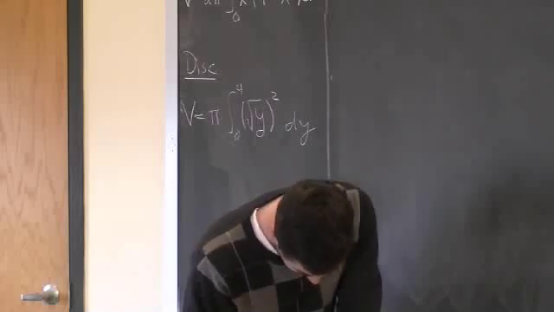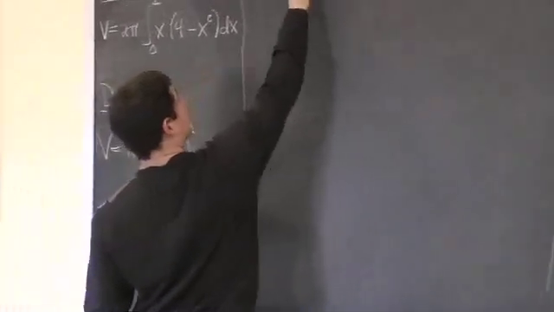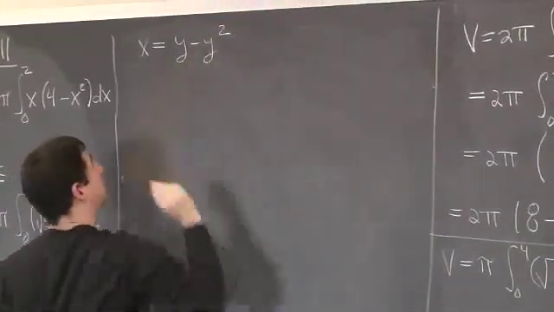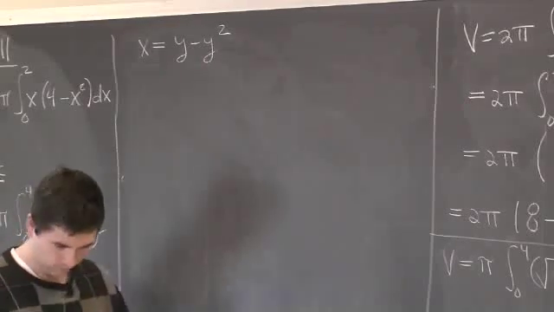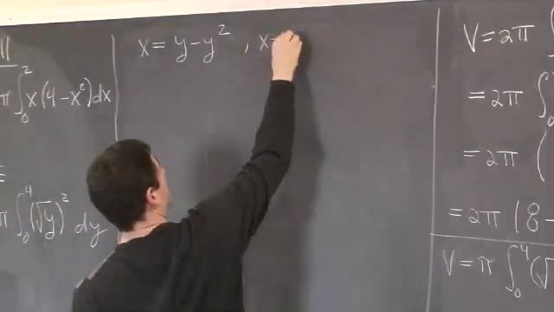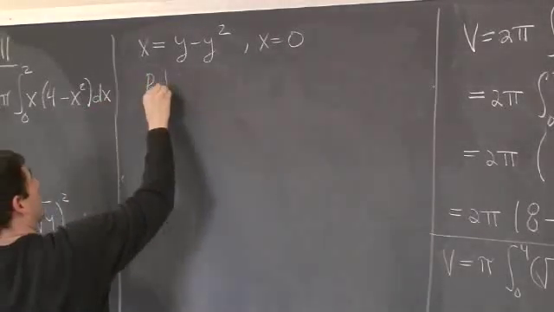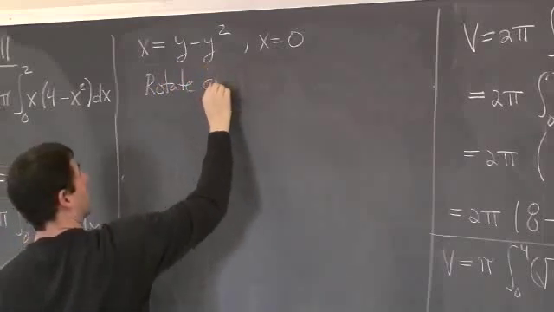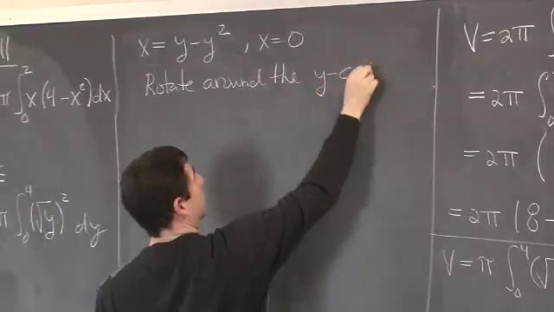Okay, so let's try, oh, this is a good one. I'll write it like this. x equals y minus y squared. Yeah. This should make you worry a little bit. And we'll go between x equals 0. We'll bound it between those two, and we'll rotate around the y-axis.